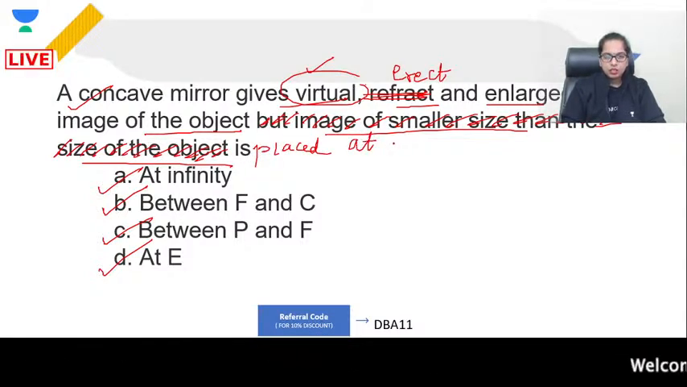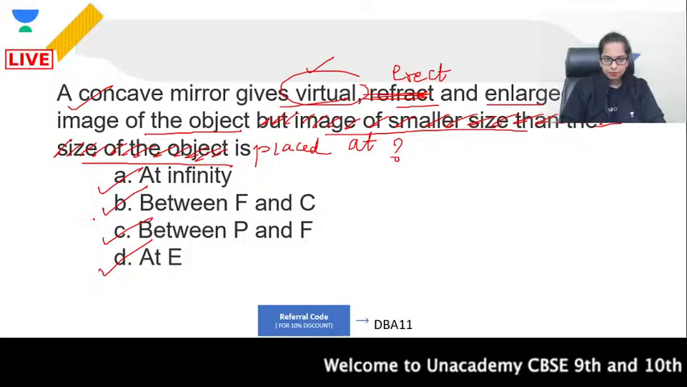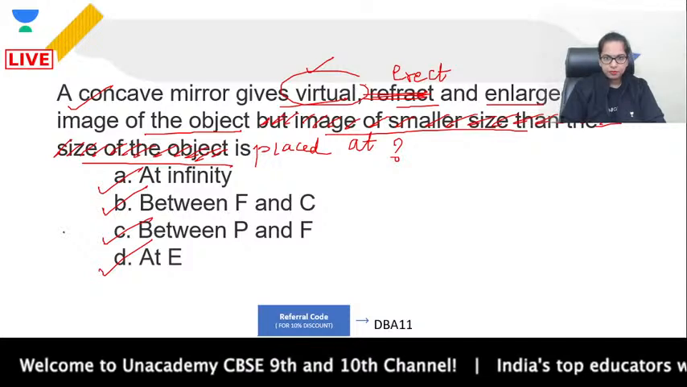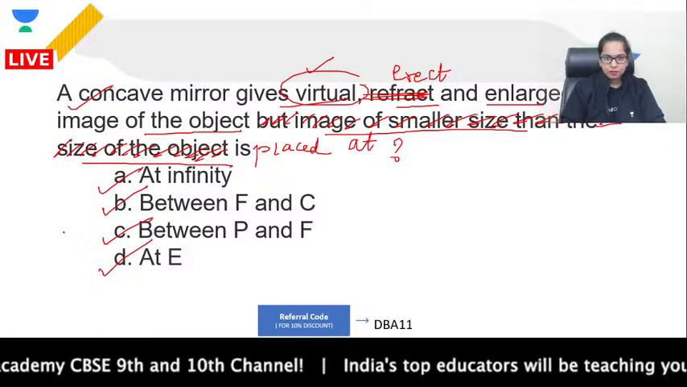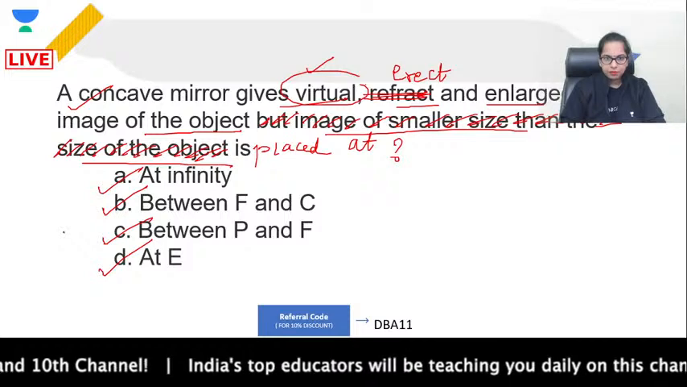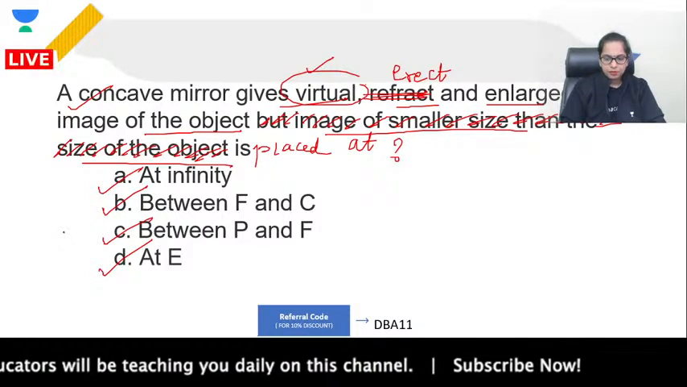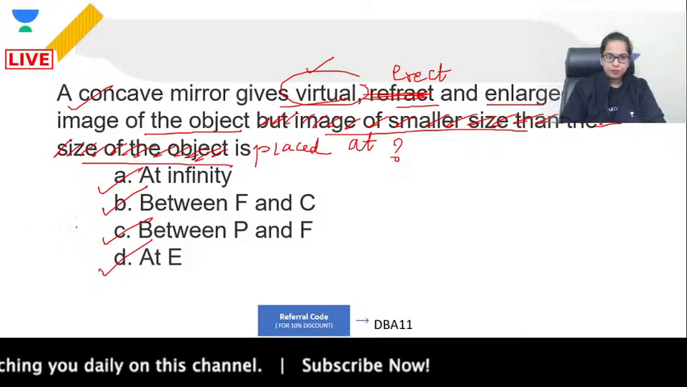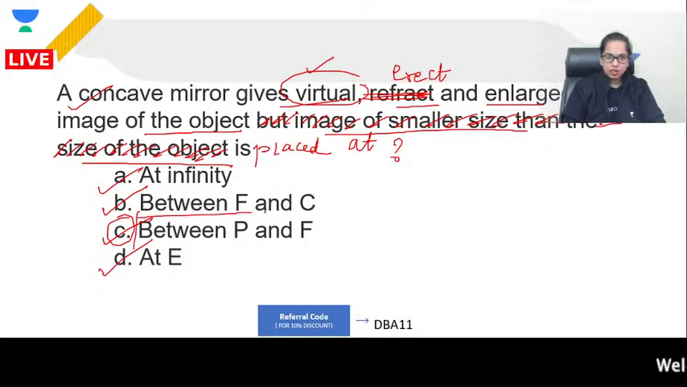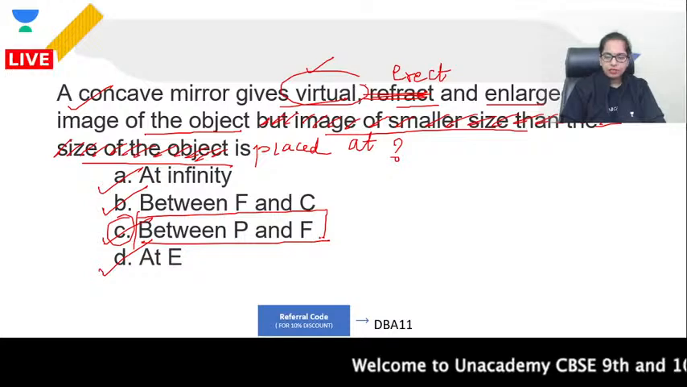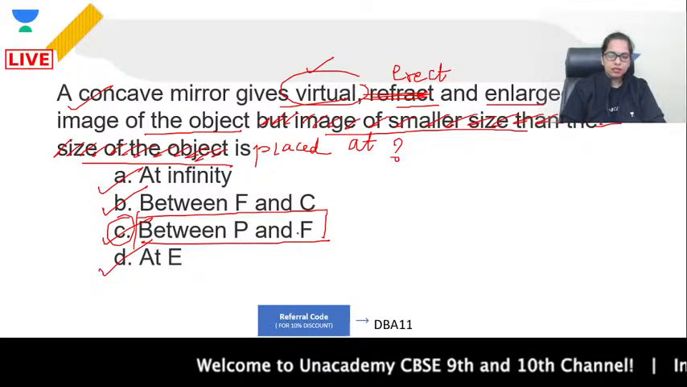The object is placed at, tell me now. Between P and F. Option C is right. Now this is right. Between P and F. Okay, C is right. Okay, next question.